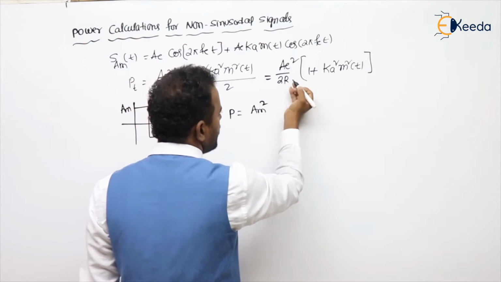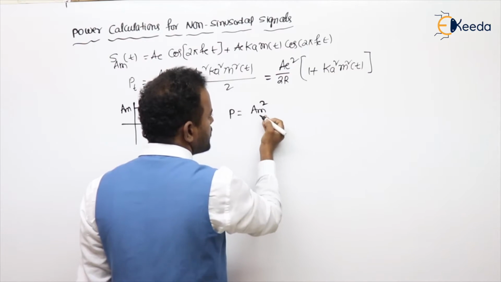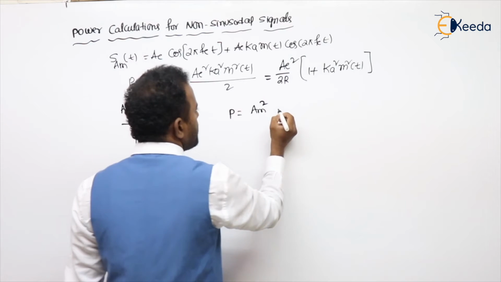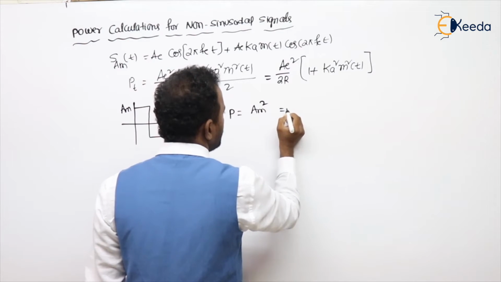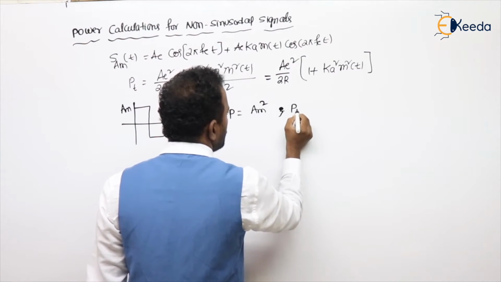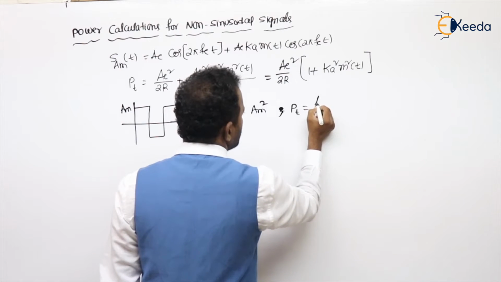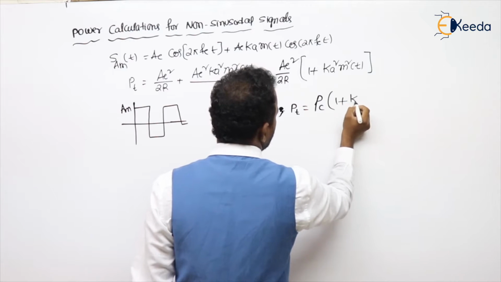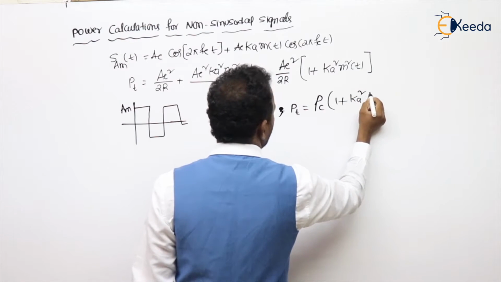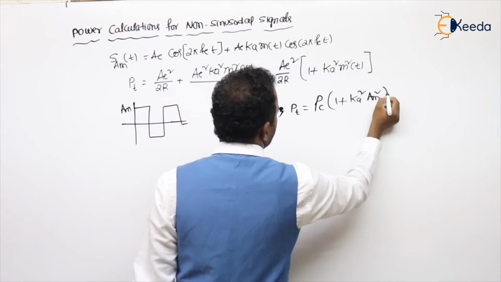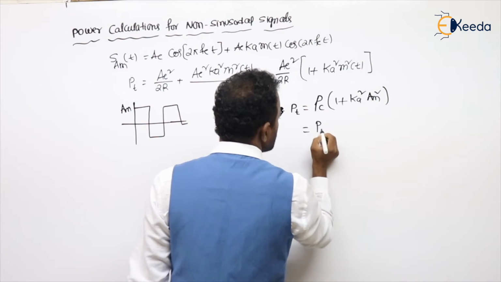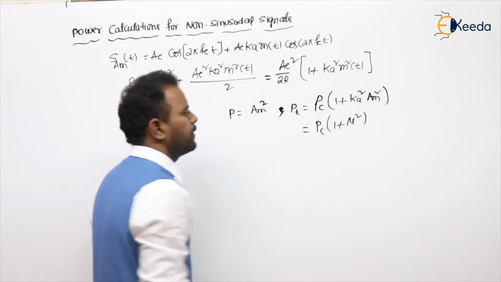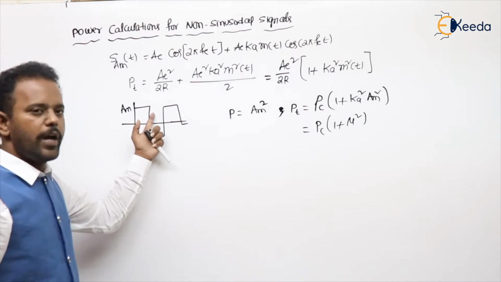Of course, the normalized resistance value is 1 ohm, we can take. Already I took the common terms. Now substitute here. If you substitute here, total power PT equals Ac square by 2R, of course Pc, into 1 plus Ka square Am square. Ka into Am is called mu, so Pc into 1 plus mu square. This is for the square waveform.